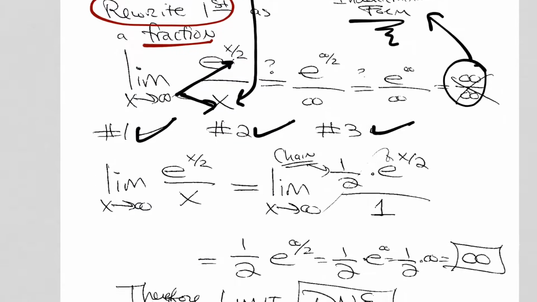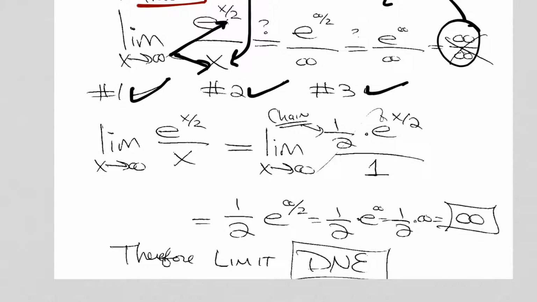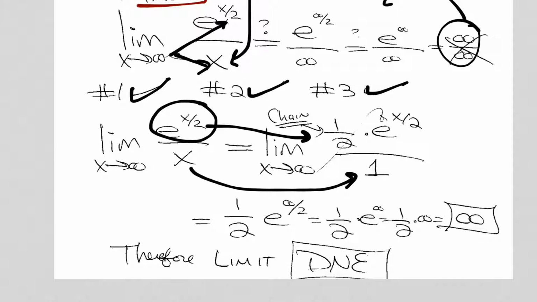So now, let's use L'Hopital's rule. L'Hopital's rule says, take the derivative of the numerator, take the derivative of the denominator, and try your limit again. Now, we love the derivative of e to the x over 2 because it is just e to the x over 2. That's how easy exponentials are.